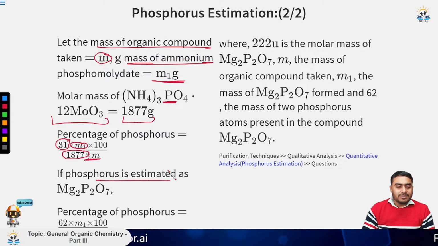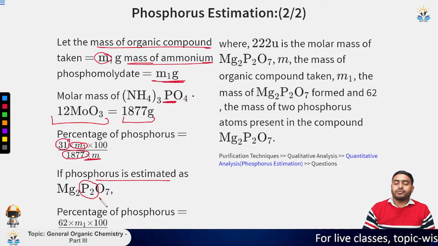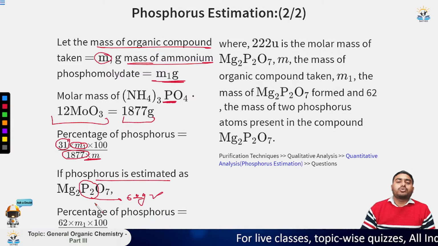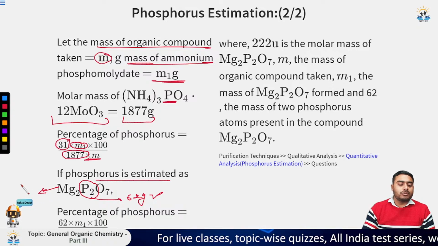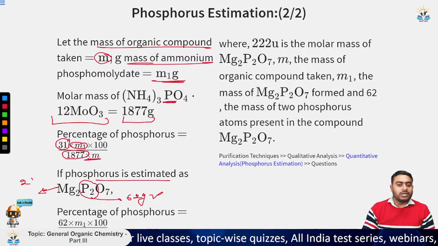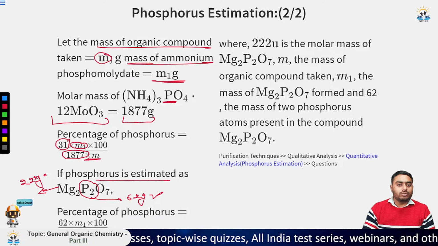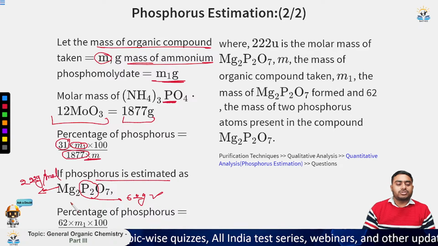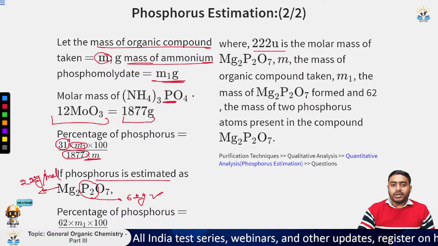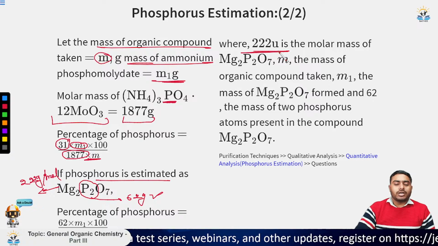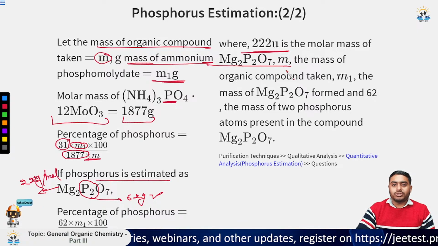If phosphorus is estimated as Mg2P2O7, so percentage of phosphorus, how can you calculate? 62 into, because 2 phosphorus are here, for 1 phosphorus 31 gram, and for 2 phosphorus you can use 62 gram, right? 62 gram per mole also you can say. So 62 divided by 222 into m1 into 100 percentage, where 222 gram per mole is the molar mass of Mg2P2O7.